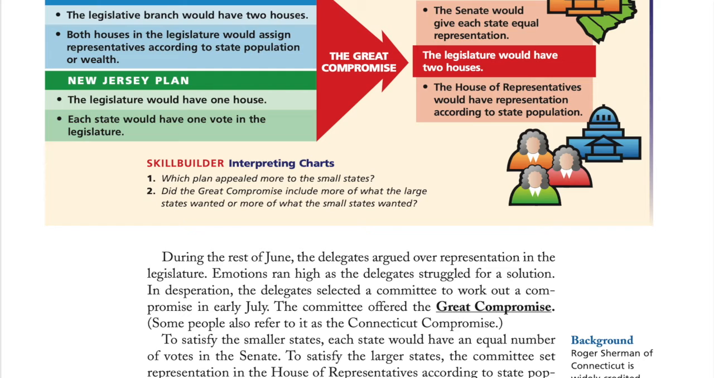The Great Compromise. Virginia plan. The legislative branch would have two houses. Both houses in the legislature would assign representatives according to state population or wealth. New Jersey plan. The legislature would have one house. Each state would have one vote in the legislature. The Great Compromise. The legislature would have two houses. The Senate would give each state equal representation. The House of Representatives would have representation according to state population.